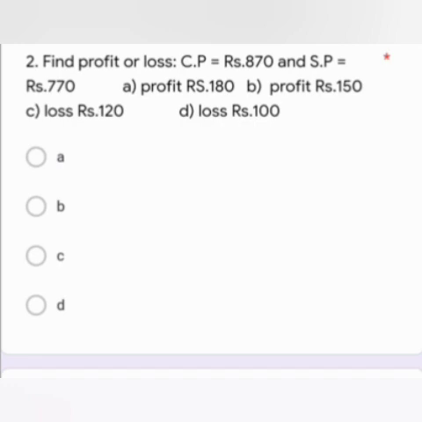Find profit or loss. CP is 870, SP is 770. So see, CP is 870 means bought at 870 and sold at 770. Now look here. Bought at more amount, sold at less amount. So there is a loss. How much is the loss? 870 minus 770 is 100. So your loss is rupees 100.